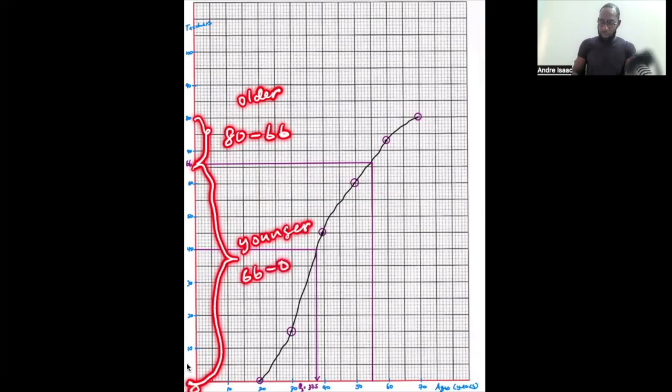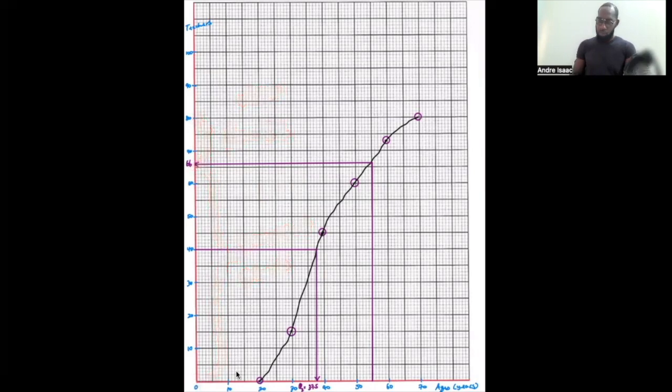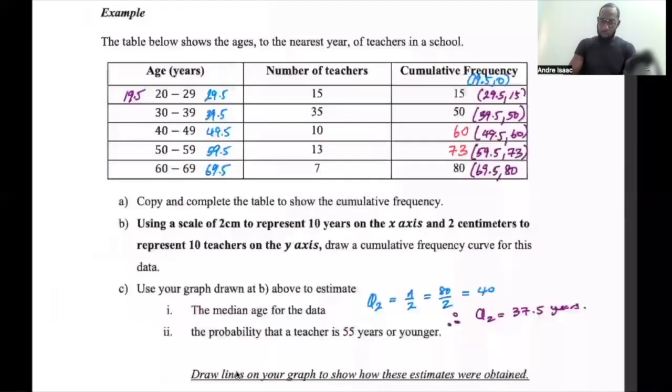This 0 here, right? Very important. You have to know whether it's older or younger. Below here is younger. So if they had said older, it would be 80, which is the largest, the max, the total number of teachers, because the graph caps here, 80 minus 66. So this small portion here would have been what we deal with. But since it's 55 years or younger, it's below here. 66 minus 0.